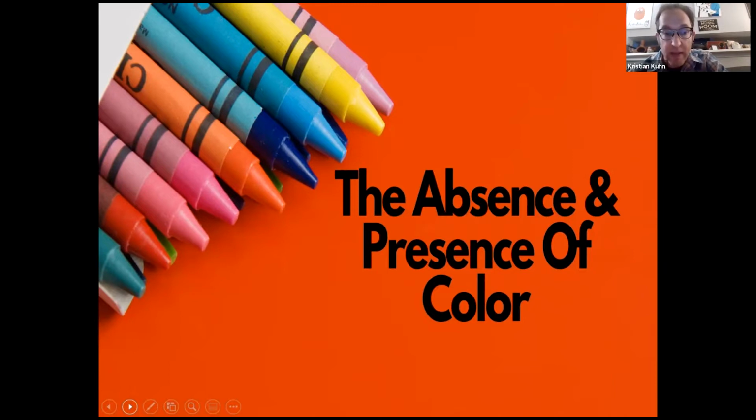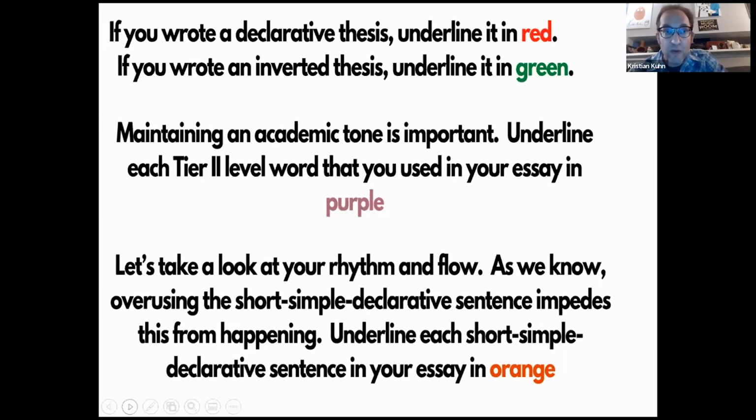So tomorrow when they come into class, we're going to do this exercise. So if you wrote a declarative thesis, underline it in red. If you wrote an inverted thesis, underline it in green. And you may be saying, well, that's a little odd. Why does that matter? Well, for literary analysis, you always invert the thesis with my template. For rhetorical analysis, you always declare the thesis. For synthesis, argument, persuasion, research, it's a 50-50 split.